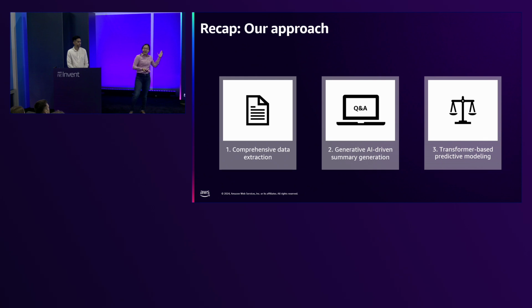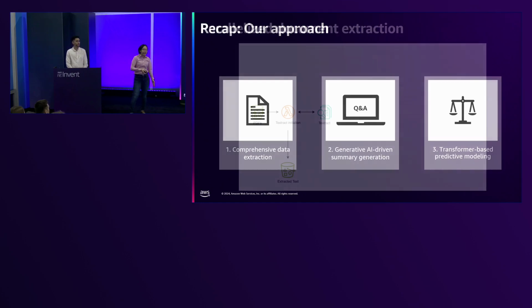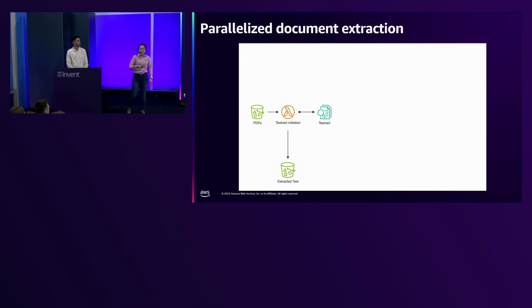So as I said, our approach overall has 3 steps: data extraction with Textract, creating a summary using GenAI with Bedrock, and then lastly, transformer-based predictive modeling using SageMaker. So now going into each of these steps in a little bit more detail using architecture diagrams. I mentioned to you already that we're taking PDFs of documents, and then we initiate the Textract job using a Lambda function, and then the output of that Textract job will go to an S3 bucket.